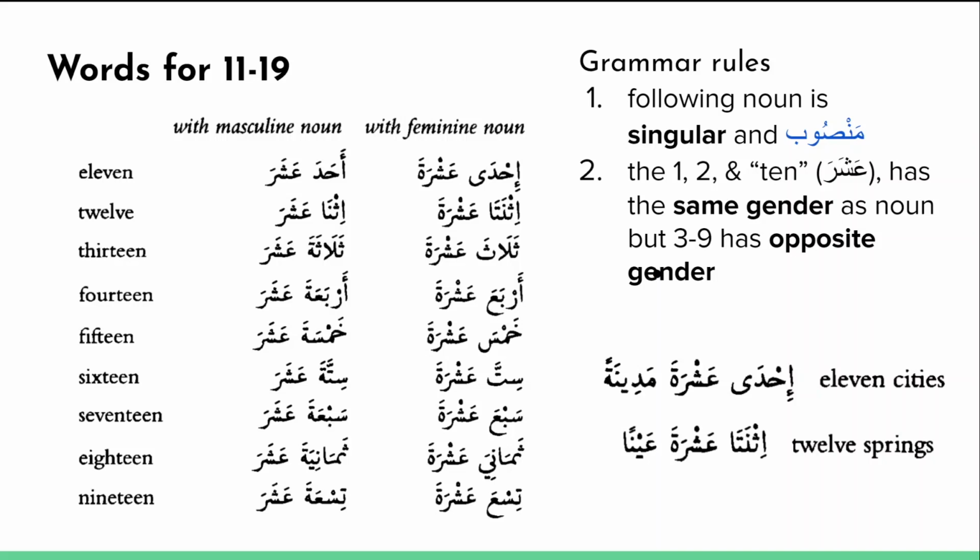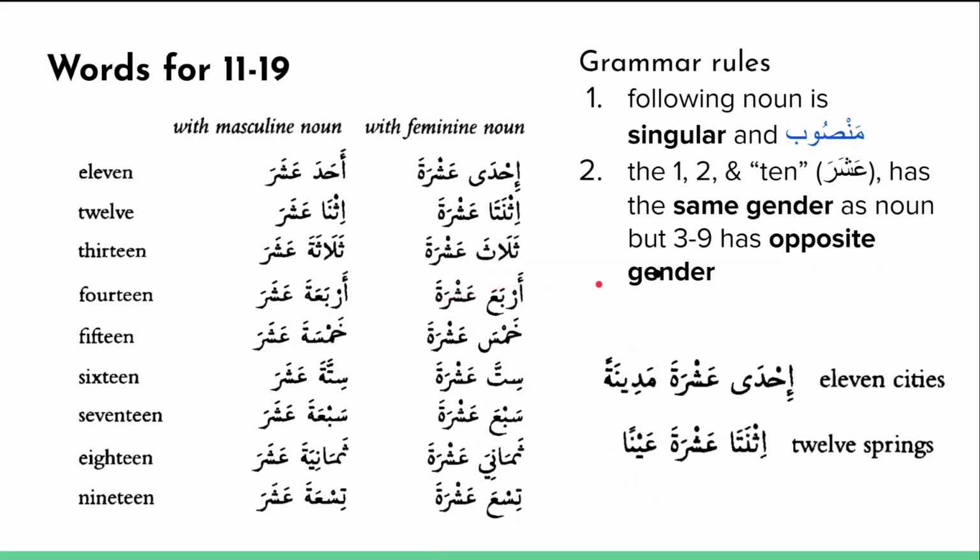So the second grammatical rule you should remember is that the ashara agrees with the gender of the noun. If we're using, for example, a feminine noun, you'll notice that we're using ashrata, whereas for a masculine noun, it's ashara. So for a feminine noun, it's the feminine version of the word 10, and for the masculine noun, it's the masculine version of the word 10. Similarly, ahada also agrees, ithna also agrees. However, these later numbers, 3 through 9, are the opposite gender of the noun.